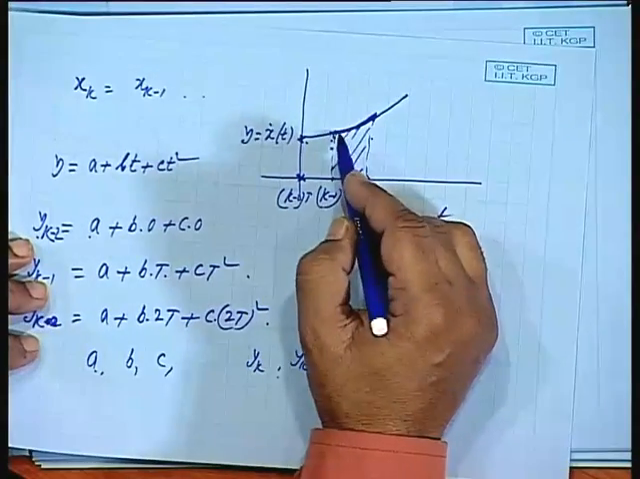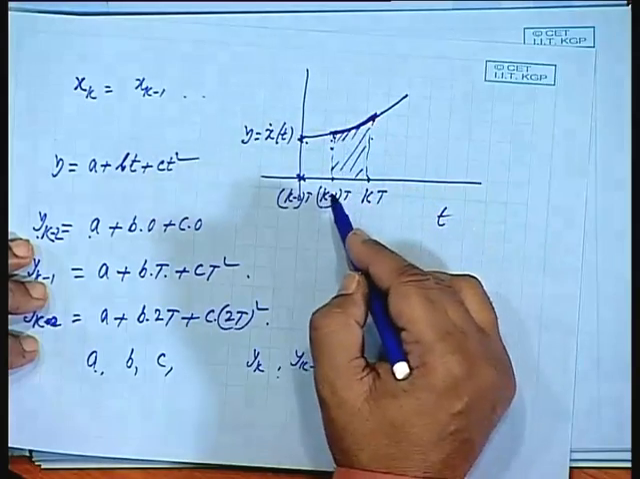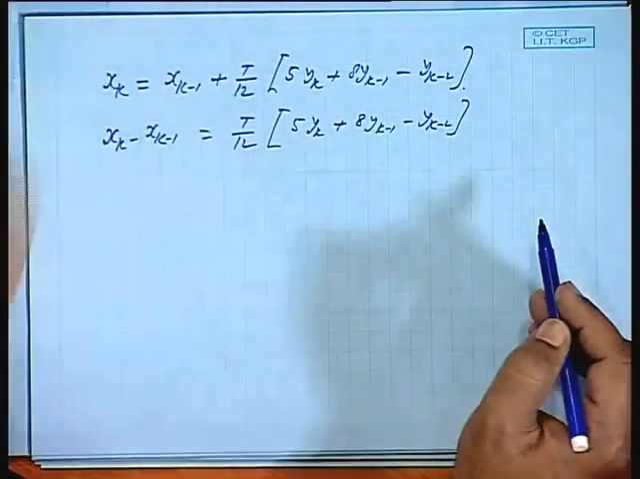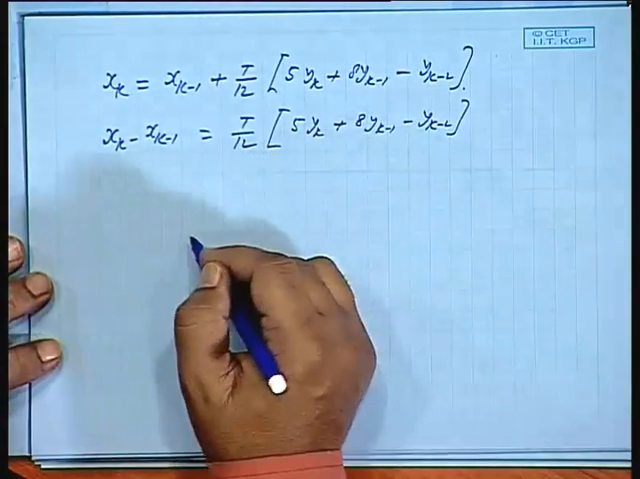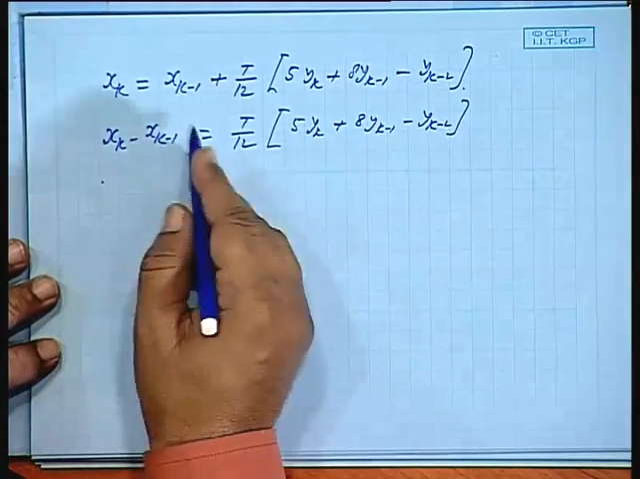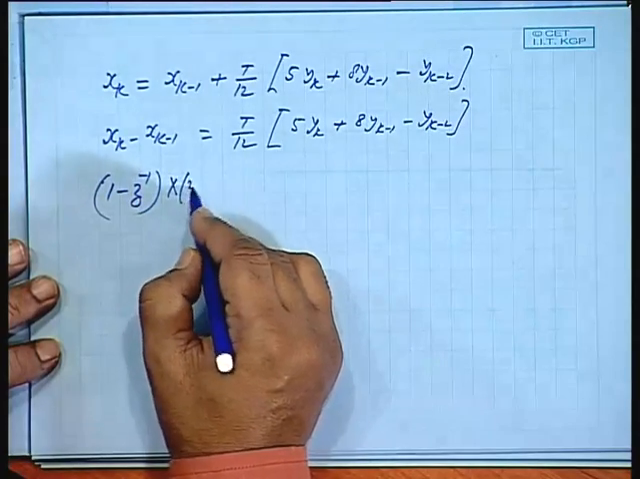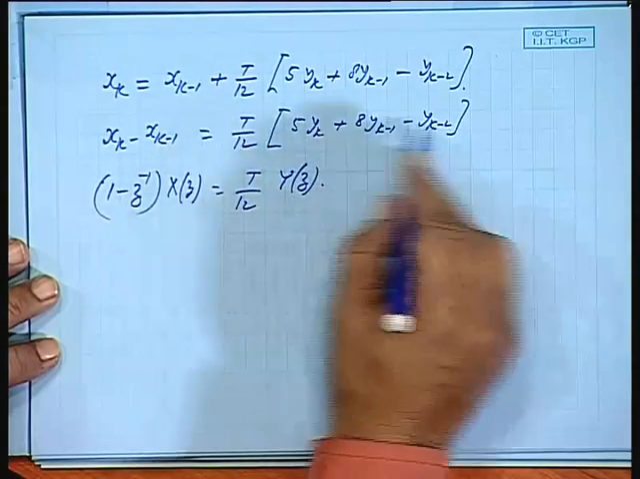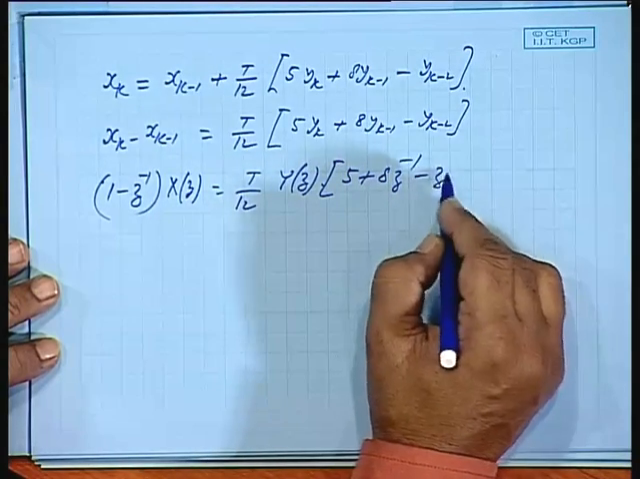What you are doing here is, now you will be integrating this from k minus 1 to k and get the area, alright, and that should be equated to yk minus xk minus xk minus 1. So, this is what we have done. So, if I take z transform, 1 minus z inverse into xz is equal to t by 12 yz, this side you will get 5 plus 8 z inverse minus z to the power minus 2.